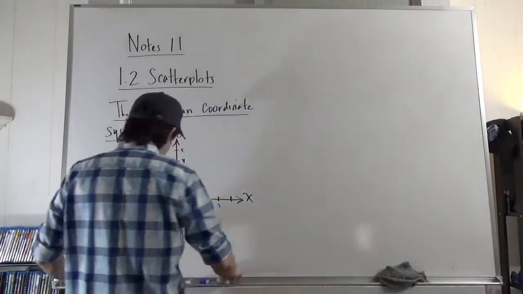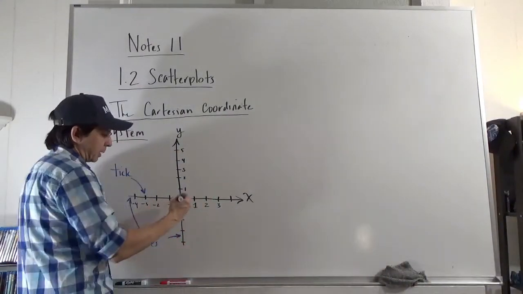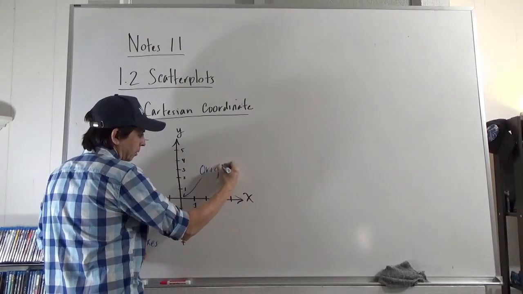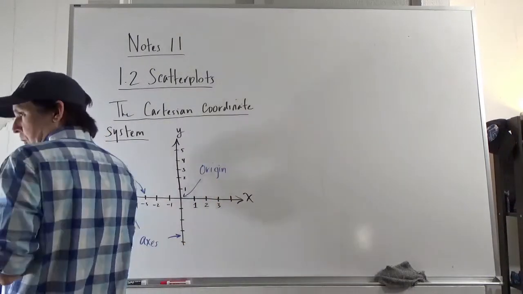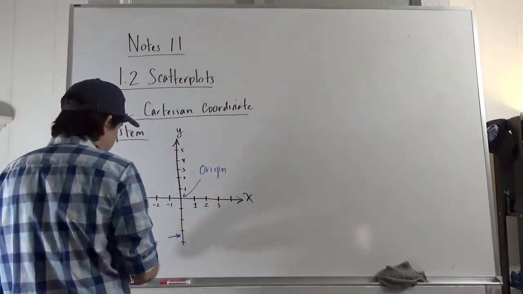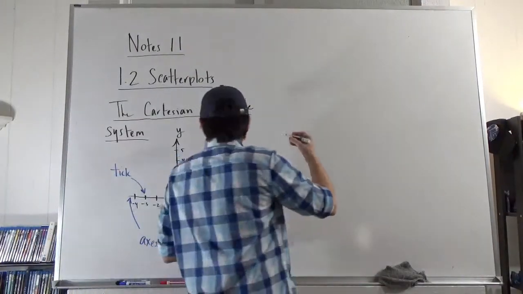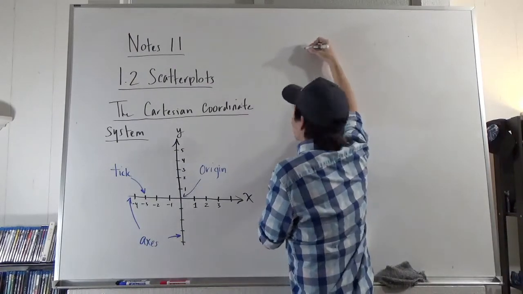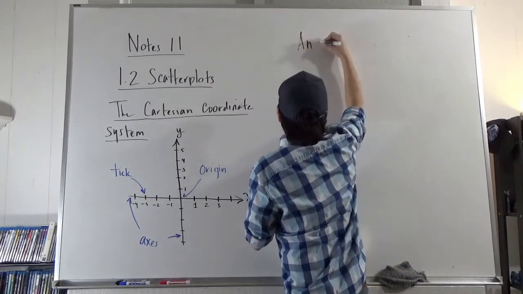Okay, what else? The origin, where the axes meet. That is called the origin. Okay, and we're ready to talk about what that's used for. That's used to graph points given in the form of an ordered pair.